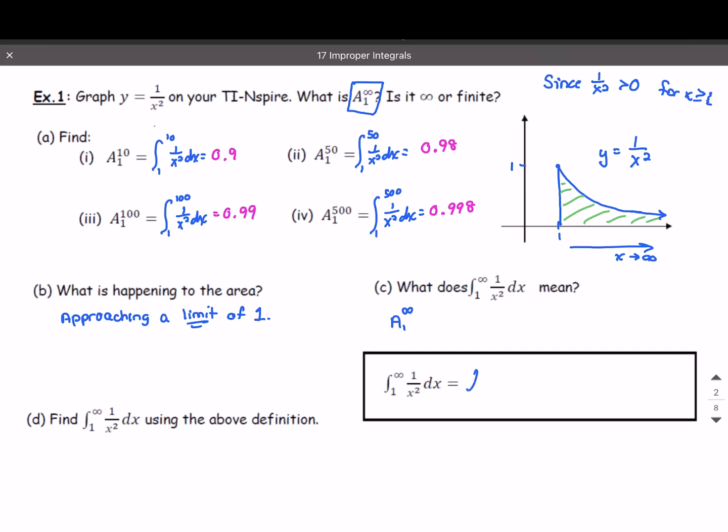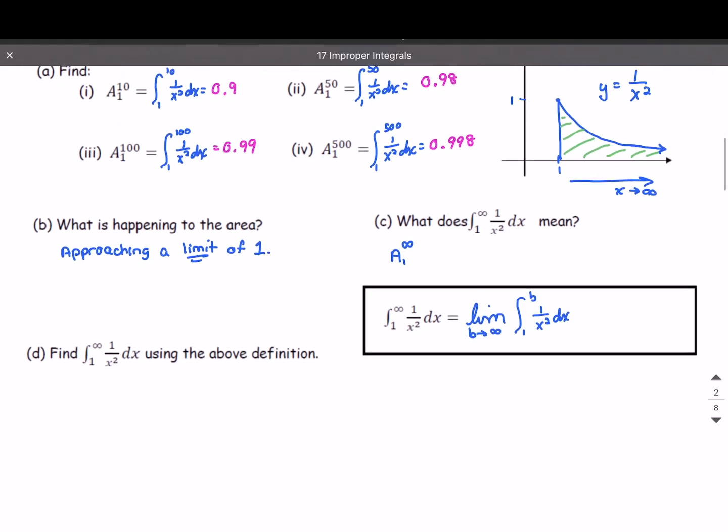So what we do is we actually find the limit as b heads to infinity of the integral from 1 to b of 1 over x squared dx. So we change the integral back to a proper definite integral, and then we take the limit of that as that upper limit gets large without bound. If that limit exists, then the integral converges to that number. If that limit doesn't exist, then we say the integral diverges.